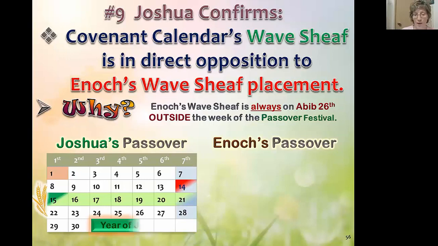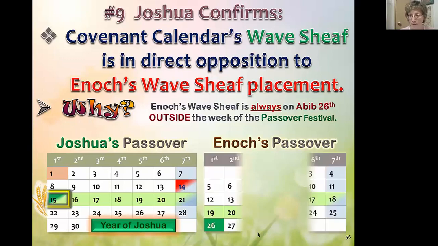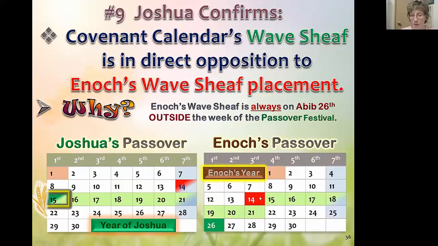Here's the year of Joshua's calendar. We all know that he had Wave Sheaf on the 15th, following the weekly Sabbath within the Passover festival. And here's Enoch. He has Passover right there on the 3rd cycle. Here is your week of Passover festival to the 21st. And then Enoch goes to the next Sabbath and he puts the Wave Sheaf on the 26th every single year. And we're going to tell you why he does that in another study.